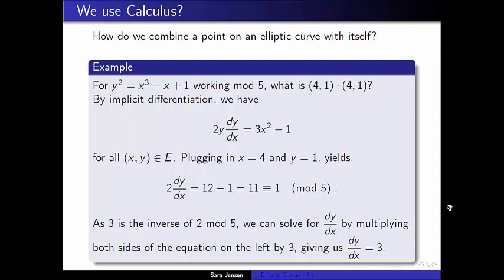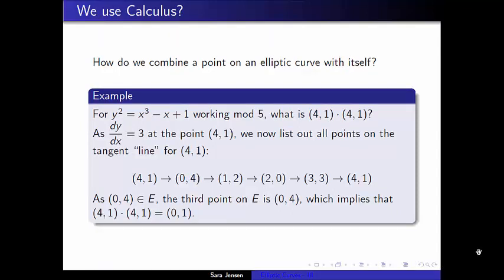3 times 2 is 6, and that's congruent to 1 modulo 5. So in multiplying both sides of this congruence, 2 dy/dx is congruent to 1 mod 5, by 3, we'll end up with a coefficient that is congruent to 1 on the left-hand side. So we'll just have our dy/dx over here on the left-hand side, and we'll have a 1 times 3 over here on the right-hand side. And altogether, our slope for the tangent line of the elliptic curve at this particular point (4, 1) is 3.